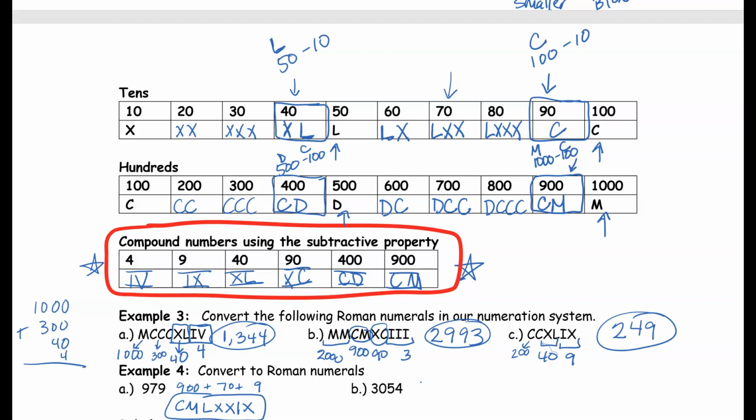And then finally for 3,054, I'm just going to write that in expanded form. So I have 3,000 plus 50 plus 4. So the 3 is in the thousands place, the 5 is in the tens place, representing 50, and then we have 4. I don't need to write the 0 because that's just a placeholder. So for 3,000, I'm going to write 3 M's. M is worth 1,000 each. So 3,000, and then 50 is an L, and then 4 is IV. So MMMLIV.